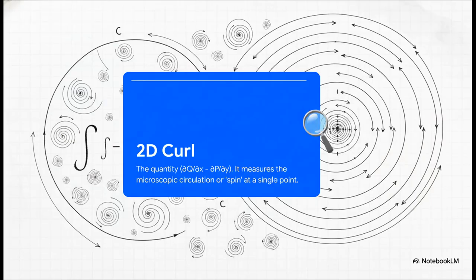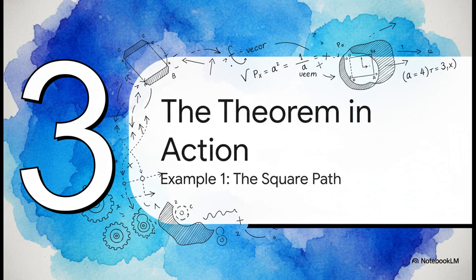Now let's zoom in on that part inside the double integral. That little quantity, the partial of Q with respect to x minus the partial of P with respect to y, it actually has a name. We call it the 2D curl. And it's literally the measure of that microscopic spin at any single point. So the theorem is just saying it again. The total spin on the edge equals the sum of all the little microspins inside. See? It all connects.